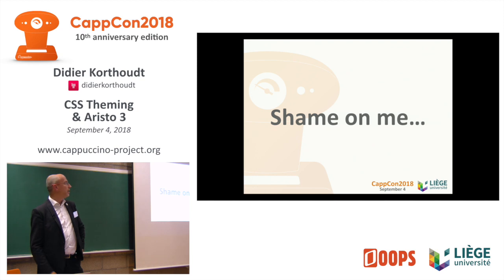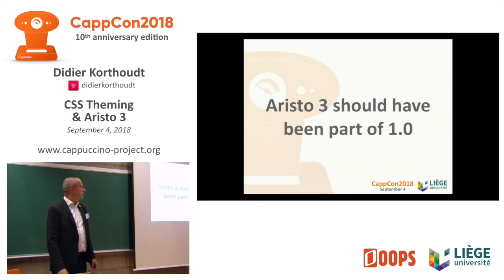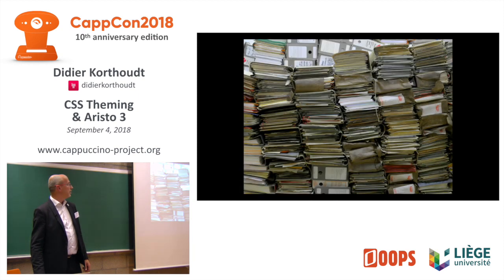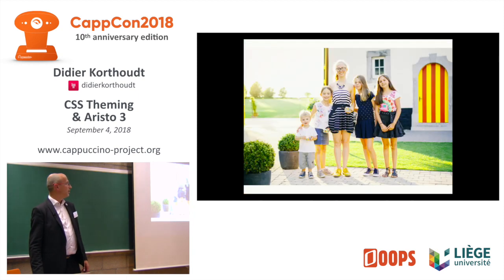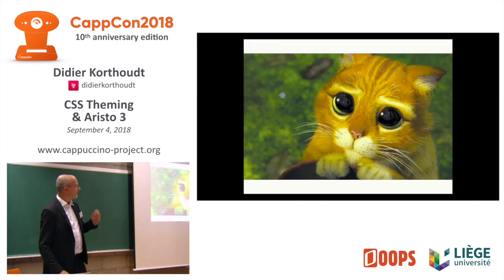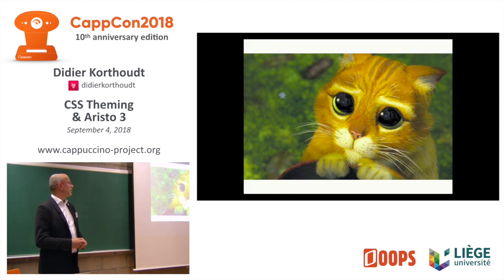But first, I have to apologize, of course, because Aristo 3 should have been part of the release of today, 1.0. But, of course, too much work, too many children. So, despite all the efforts, voilà, we need some more time to finish this. But I will show you the current state of the CSS theming.